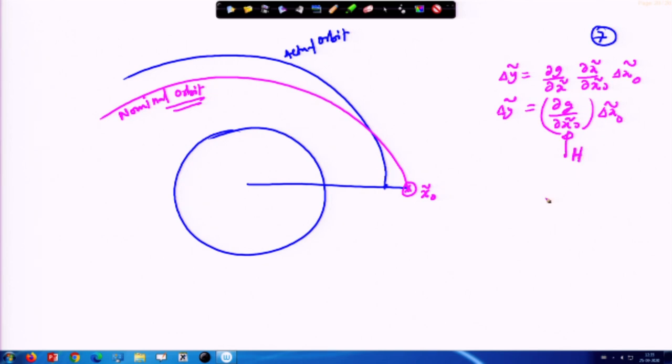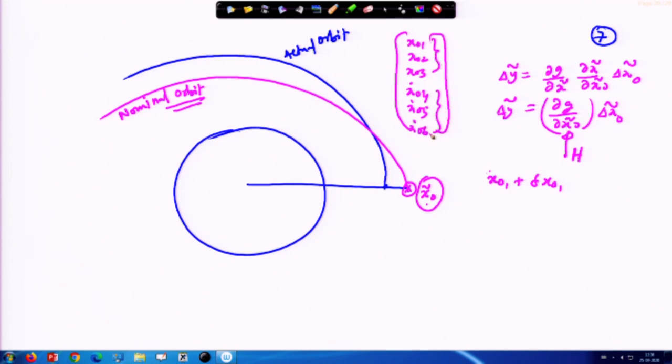So, how do we find it? In the nominal value we apply perturbation one by one. Let us say this is x 0 1; there are a number of components of this. There are 6 components: x 0 1, x 0 2, x 0 3, x dot 0 4, x dot 0 5 and x dot 0 6. These correspond to position and velocity. So, do the perturbation in this.